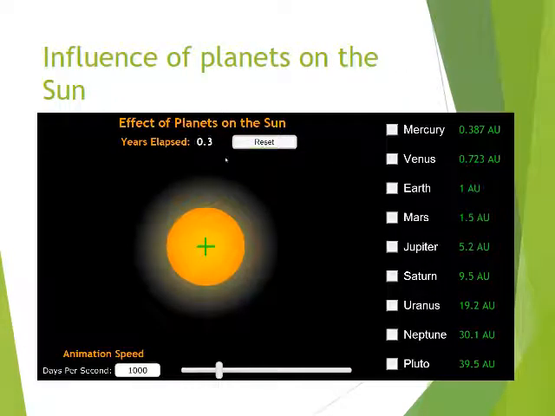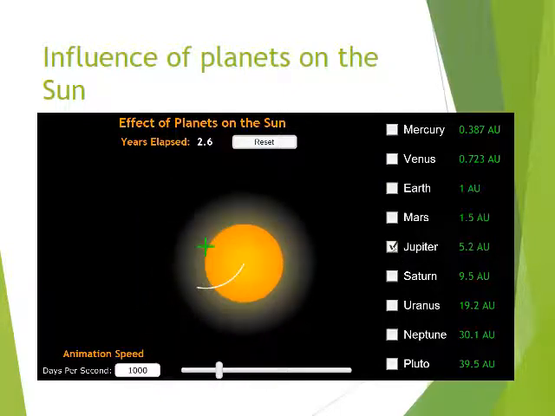Okay, so here's a simulation that allows us to show the influence of planets on a star, in our case, our sun. Let's choose a planet. Let's choose our Earth and see what kind of an effect we have on the sun's wobble. Not very significant. I can't see very much of a wobble. Let's choose something a little more massive, such as Jupiter.